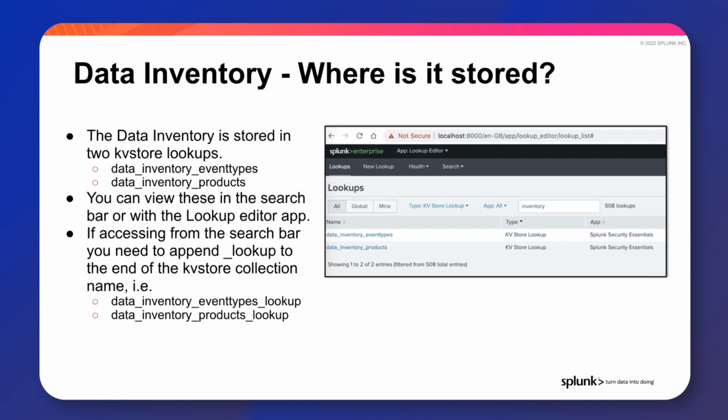So where is it stored? I won't bother showing this off in the actual box because it's just a couple of lookup files. There are two lookup files: the data inventory event types and the data inventory products. You can view these in search or in the lookup editor app if you have it. If accessing from search, you're going to have to append underscore lookup to the end of the KV store collection name, so as it shows on the screen, data_inventory_event_types_lookup. Again, I won't bother doing this because I'm not sure that we have the lookup editor app, and we don't have anything in these lookups because we don't have the data.